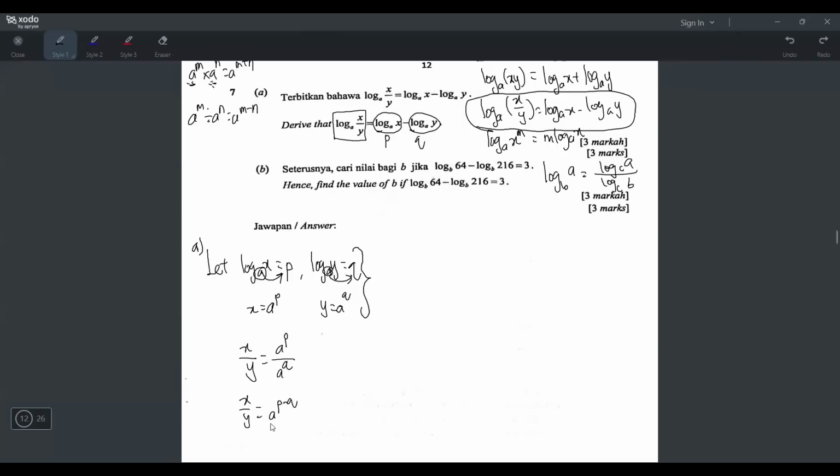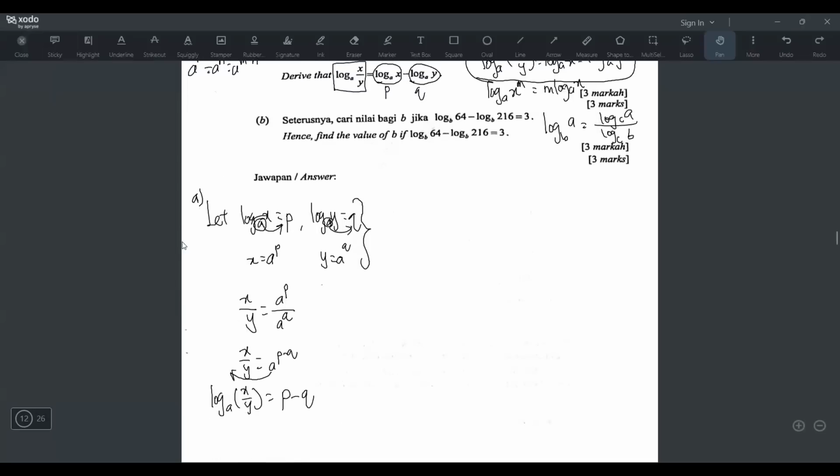So how you do it is you move the a back here. It's the same step you did here, just in reverse, because you want the log. Let me explain another way. The log base you can move to the other side to become the number base. It means the number base can move back to the other side to become the log base also. So it becomes log a x over y, and here you are left with p minus q, right? And you know already what p and q are.